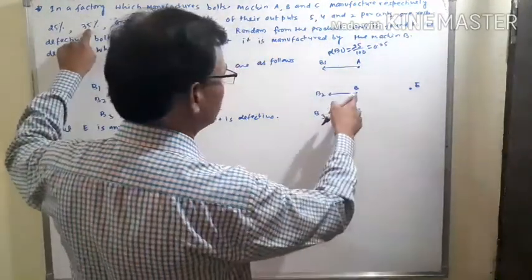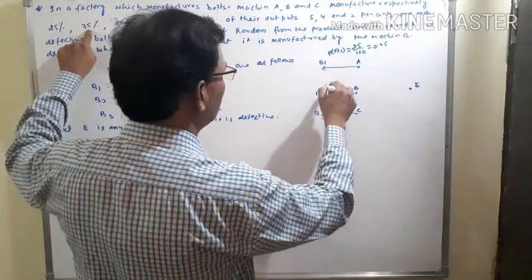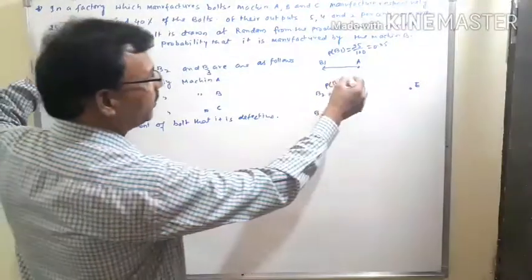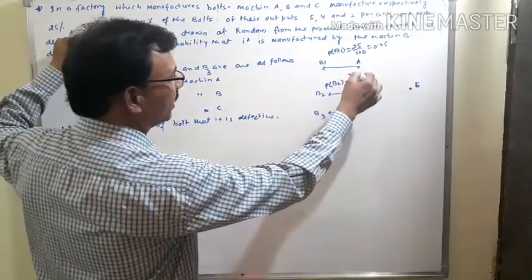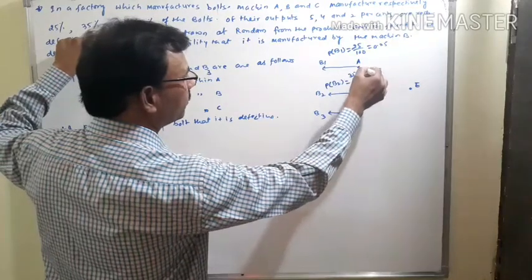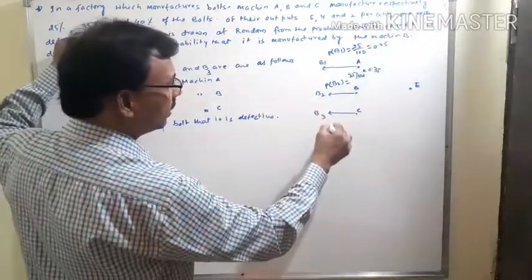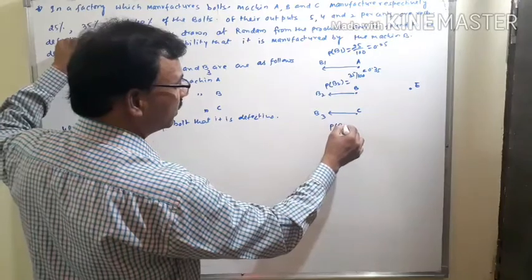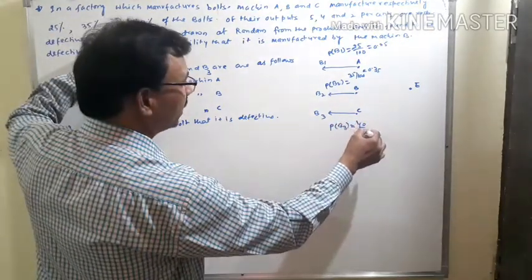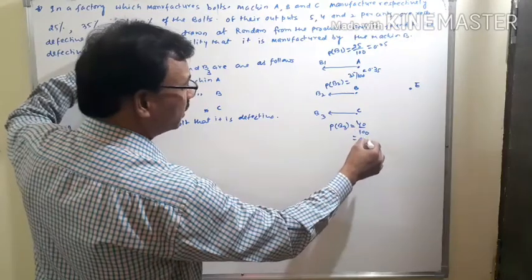The percent manufactured by machine B, that is B2, that means P of B2 is equal to 35%, that means 35 upon 100, equal to 0.35. Now here P of B3 is equal to 40%, that means 40 upon 100, this will be 0.40.